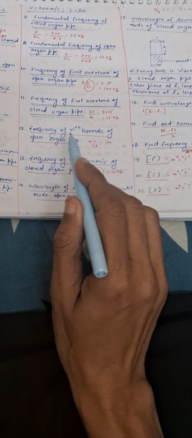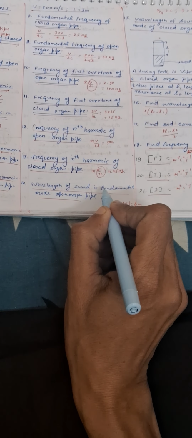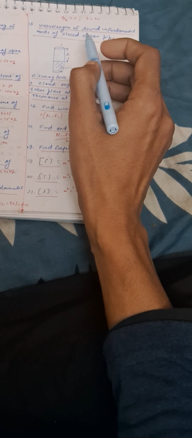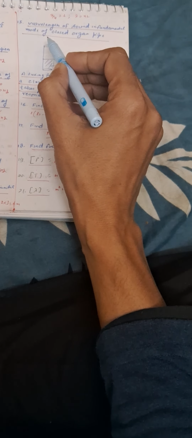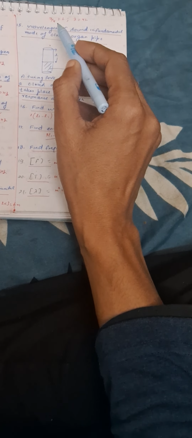Next is frequency of nth harmonic of open organ pipe. So it is nv by 2L, so 50n. Next is frequency of nth harmonic of closed organ pipe. So it is nv by 4L, so 25n. Next is wavelength of sound in fundamental mode of open organ pipe. So L here is lambda by 2, so lambda will be twice of L, that will be 6 meter. Next is wavelength of sound in fundamental mode of closed organ pipe. So in fundamental mode, length will be lambda by 4. So from here lambda will be 4L.